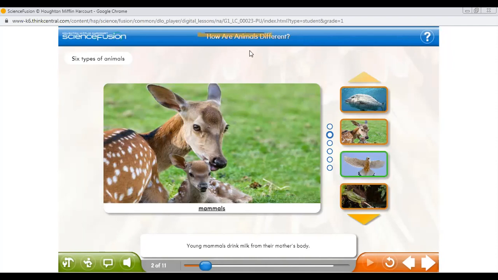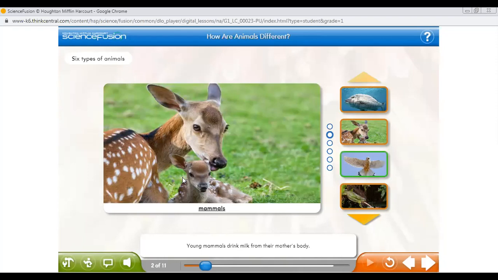And also, they give birth to live young. They don't lay eggs. And also they have fur on their body and they live on land and some live in water. But the young ones get their milk from their mother's body. So now you know the difference between the fish and the mammal.